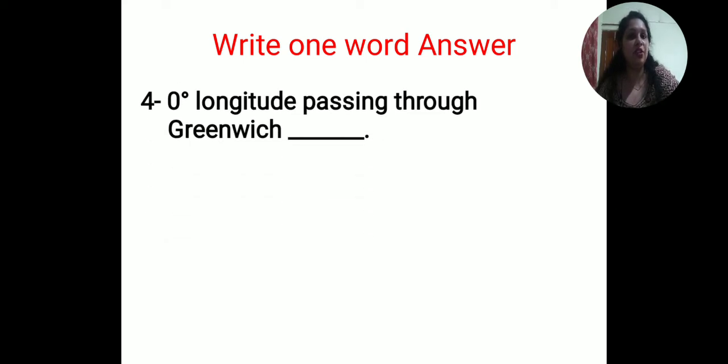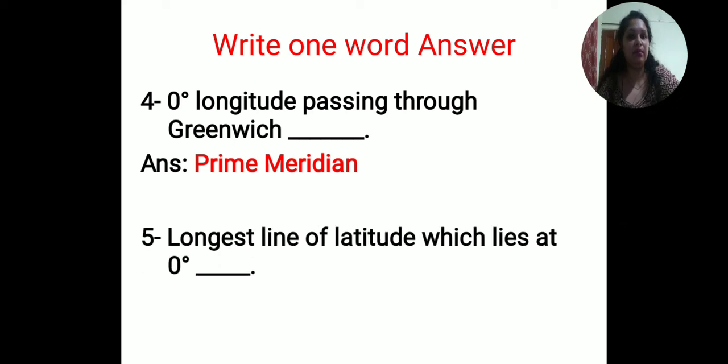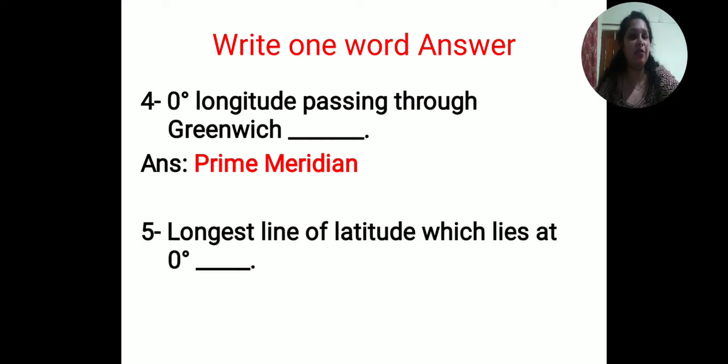Now fourth, 0 degree longitude passing through Greenwich, what is it called? It is called, students, prime meridian. Longest line of latitude which lies at 0 degree. What is it called? Tell me one word for this. Everyone knows. The answer is equator. So for the fifth, the answer is equator. The longest line of latitude which lies at 0 degree is equator.